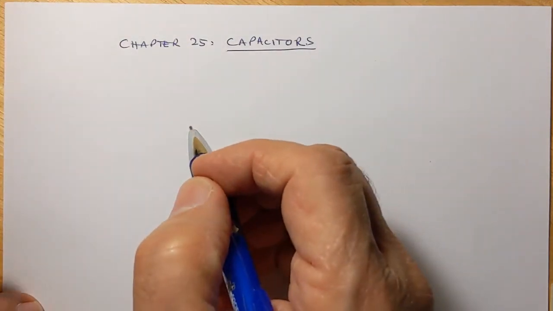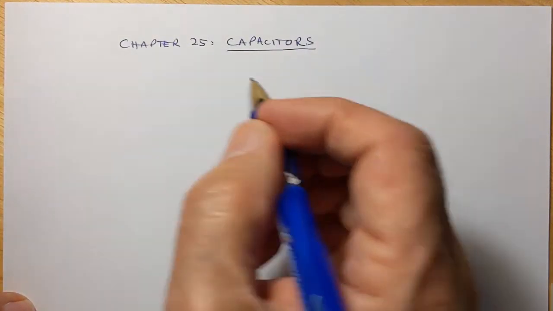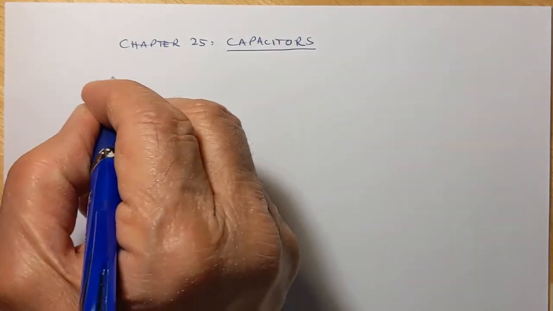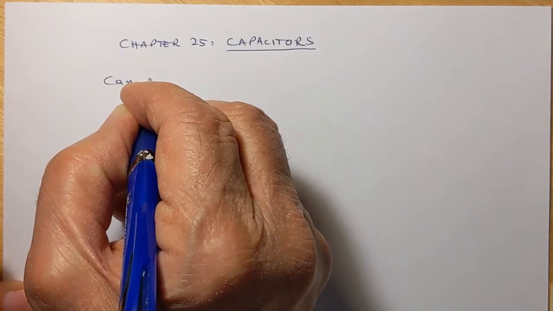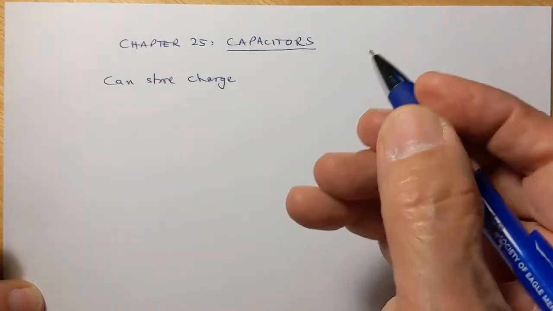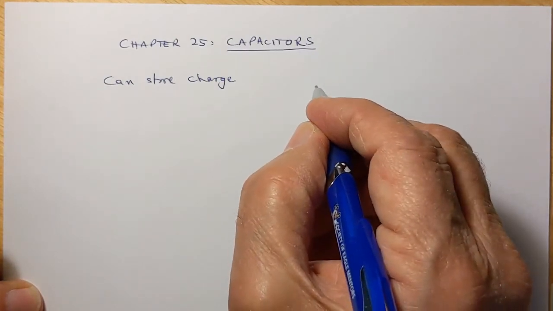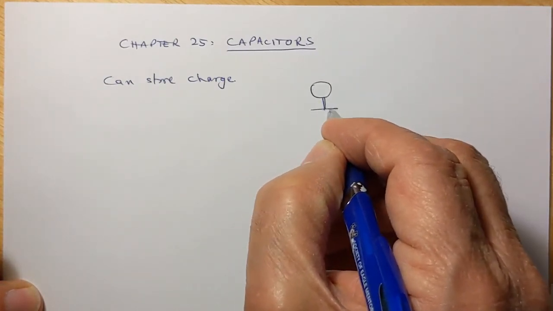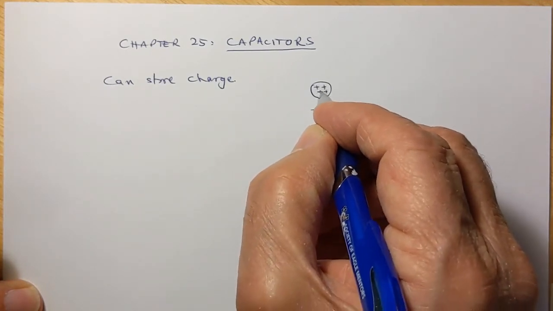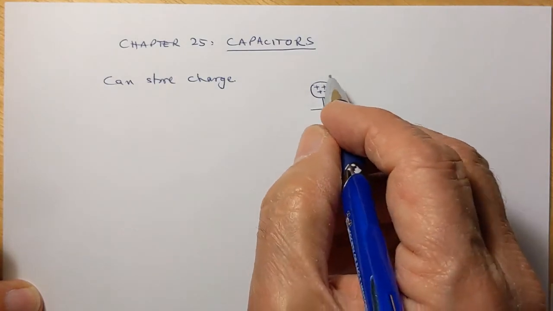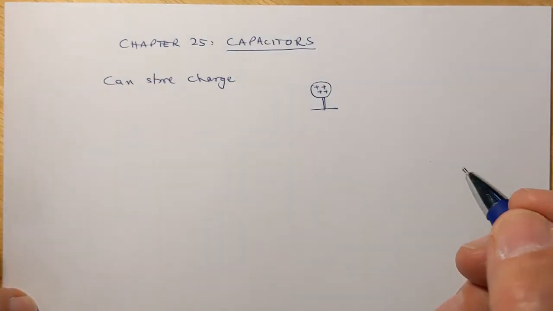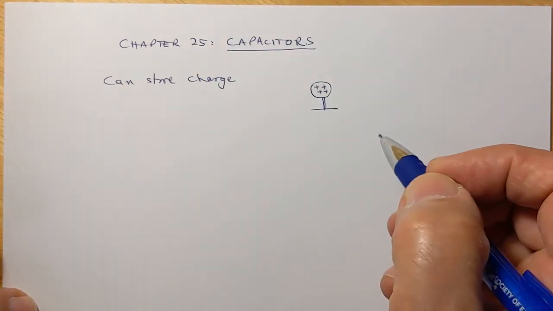We now look at chapter 25, which is capacitors. A capacitor is any device that can store charge. So anything that can store charge becomes a capacitor. Now, if we just have a simple sphere on a stand, then we can give it some charge by induction or conduction, and that charge will stay there, so it becomes a capacitor. But this is not a very good capacitor because it will lose the charge to the atmosphere.